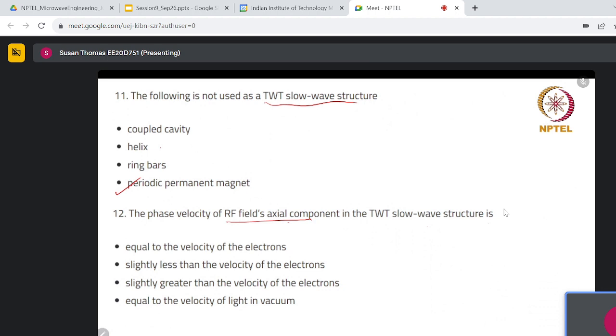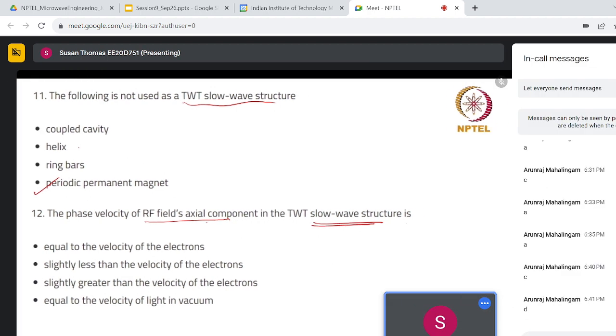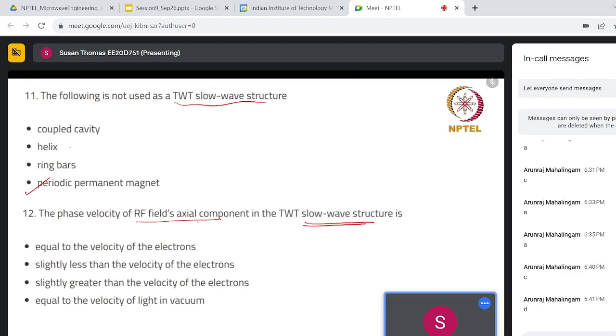So remember the word slow wave structure. The RF field's axial velocity is being minimized or slowed down. So the phase velocity will be, any guesses? This is about the phase velocity. Phase velocity will be less than the velocity of electrons. Right answer.